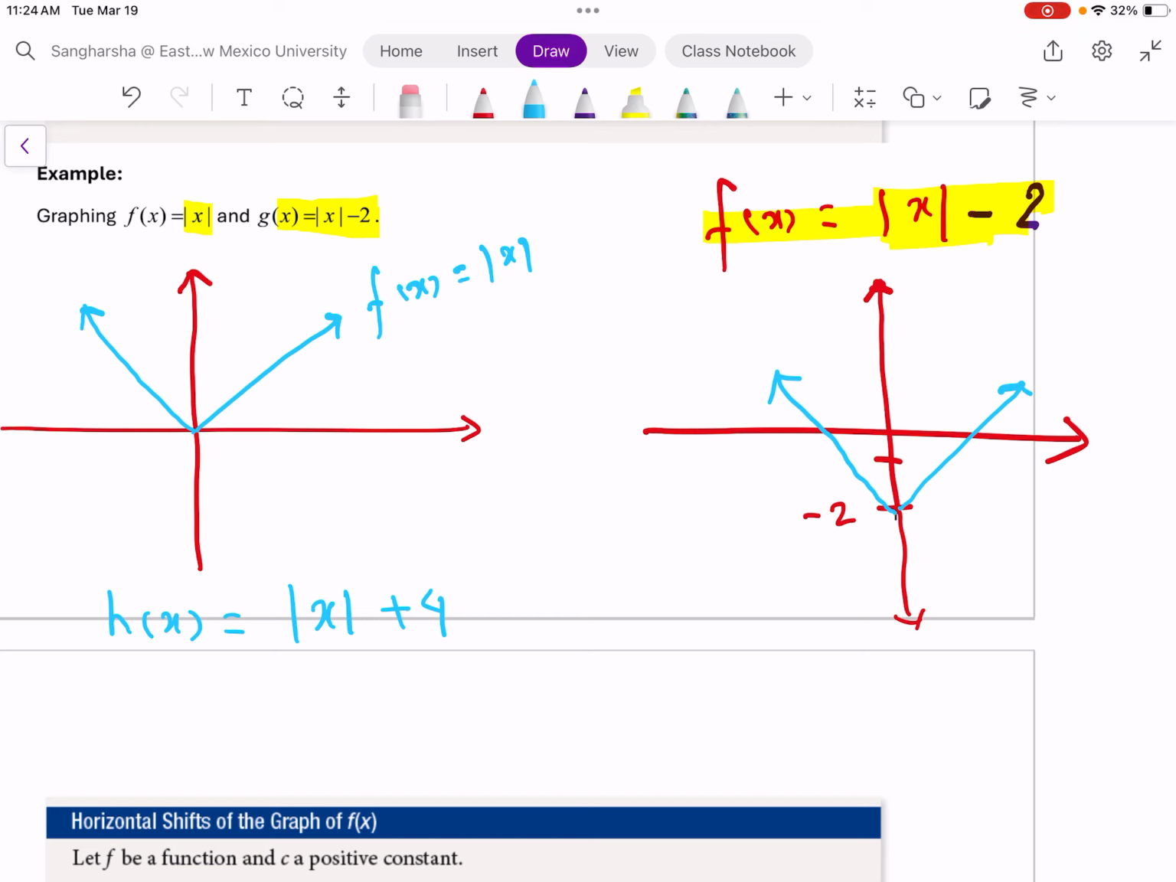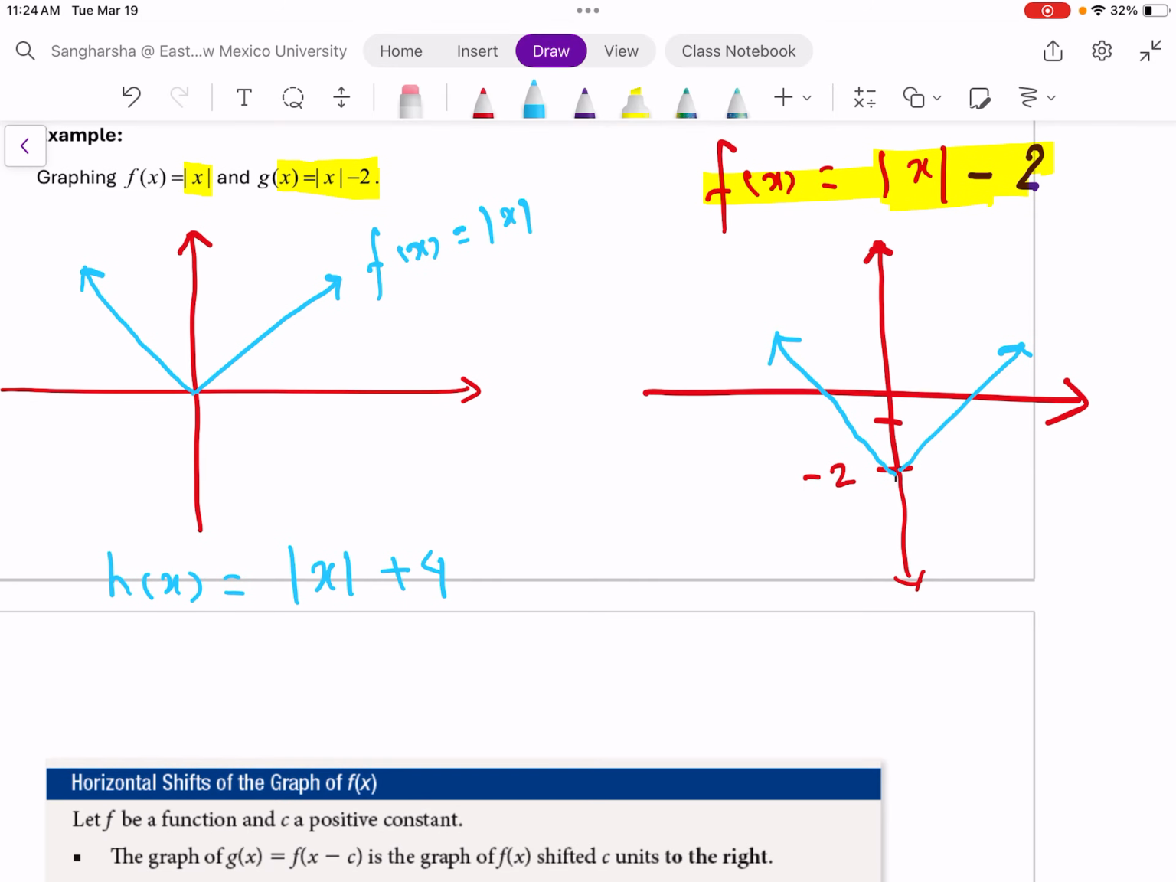And what happens to the graph? Can you give a guess here? When we subtract, the graph goes down. Now what would be the case when we add a number to a function? The graph moves up. It is shifted vertically up by how many units? By whatever number you added. 4. So the graph is shifted vertically up by 4 units.